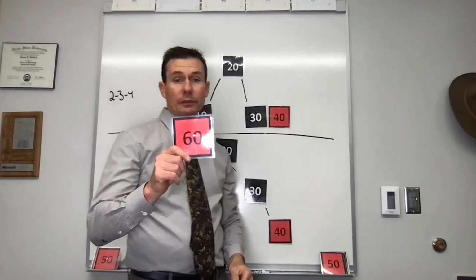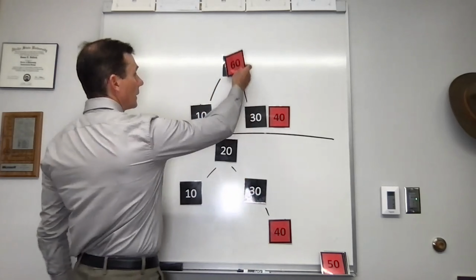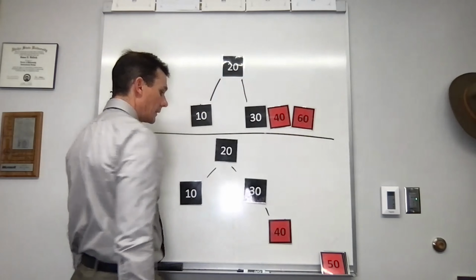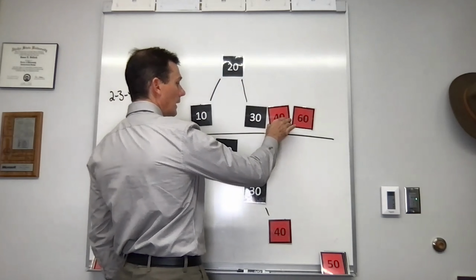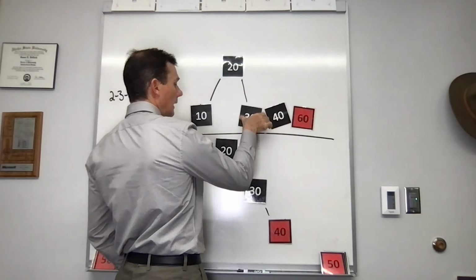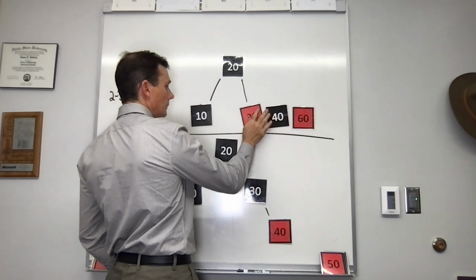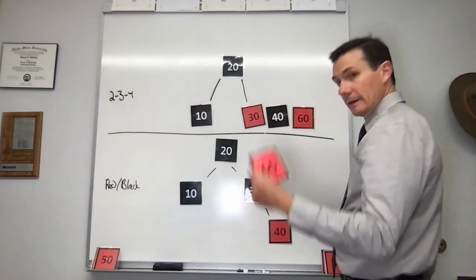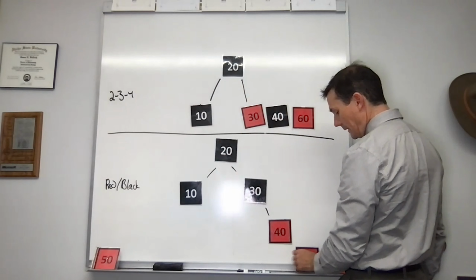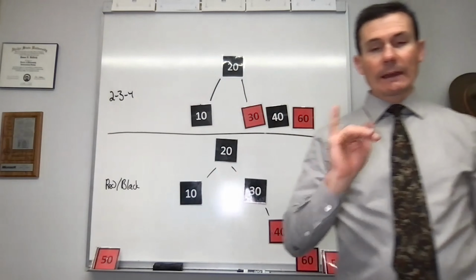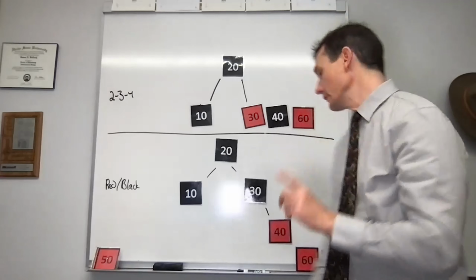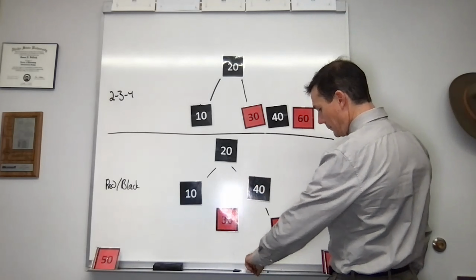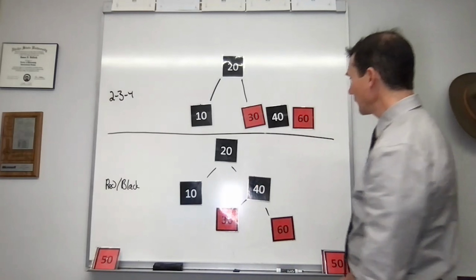Now I'm going to insert node 60. 60 is going to go right, right, and it goes right there. Now the middle node has to be black, so I'm going to rotate. 60, right, right, right. Notice my parent is red. Therefore, I'm going to have the same rule that I had before, which is I'm going to have to rotate. So down, up, and up. So now they're the same.